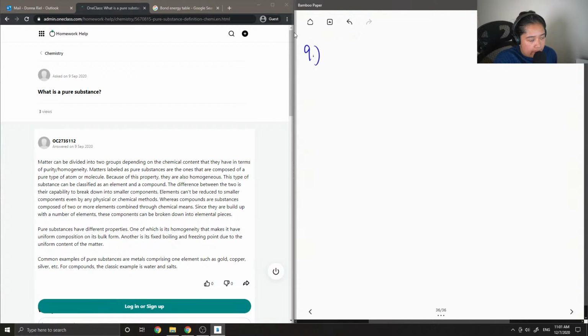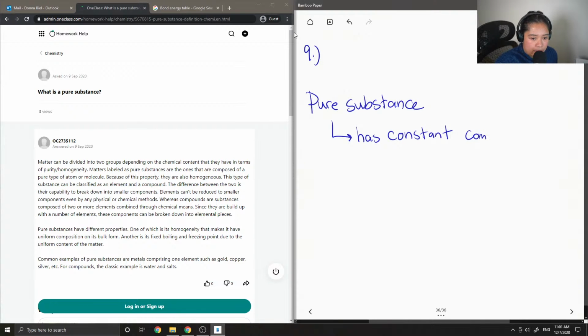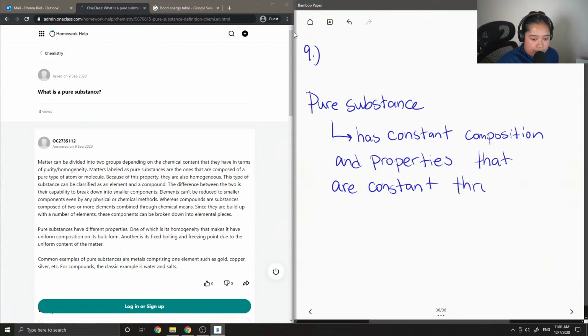Question 9, what is a pure substance? So a pure substance has constant composition and properties that are constant throughout the sample. Okay, so let's see what the junior tutor said.